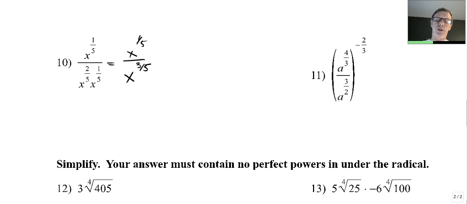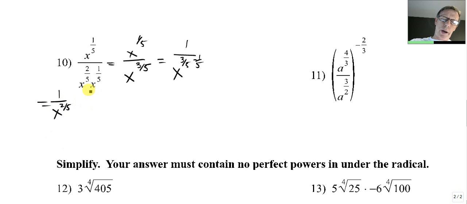Now then, I'm going to subtract the largest exponent minus the smallest one. The largest exponent is the 3/5, so this would be a 1 all over x to the 3/5 minus 1/5. That would be 1 all over x to the 2/5. Now I have a rational exponent, a fractional exponent in the denominator, and I can't have that. So we're going to have to change that form.